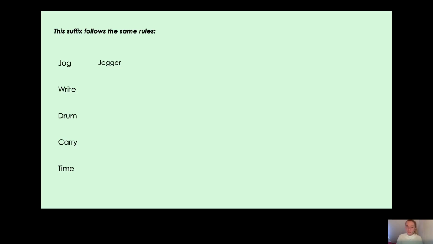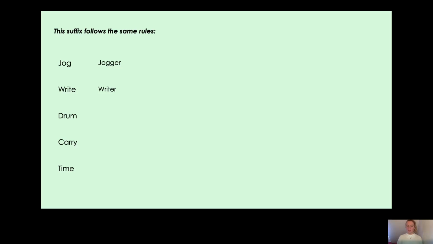So can you pause the video now and have a go at changing these different verbs into nouns? Okay, let's see how you got on. So right, what do you notice about this? Yes, it ends in an E, doesn't it? So therefore, we need to drop the E before we add the suffix er to make writer. Okay, next one, we've got drum.